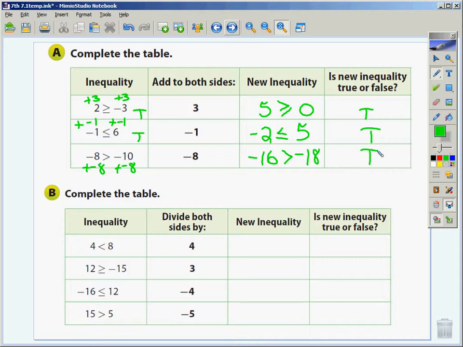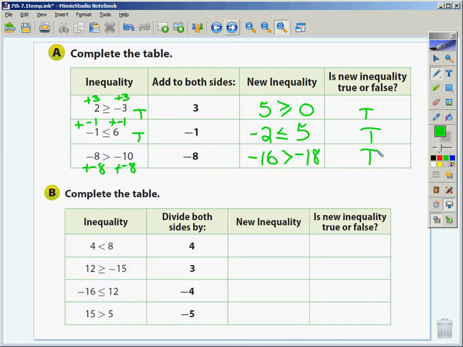Everybody with me so far? What you should notice is that if I add something to both sides of the inequality, the inequality is still what? True. If I started out with a true inequality, and I add the same thing to both sides, just like I did in the equation, I'm not changing the inequality. It still is going to have a true value.